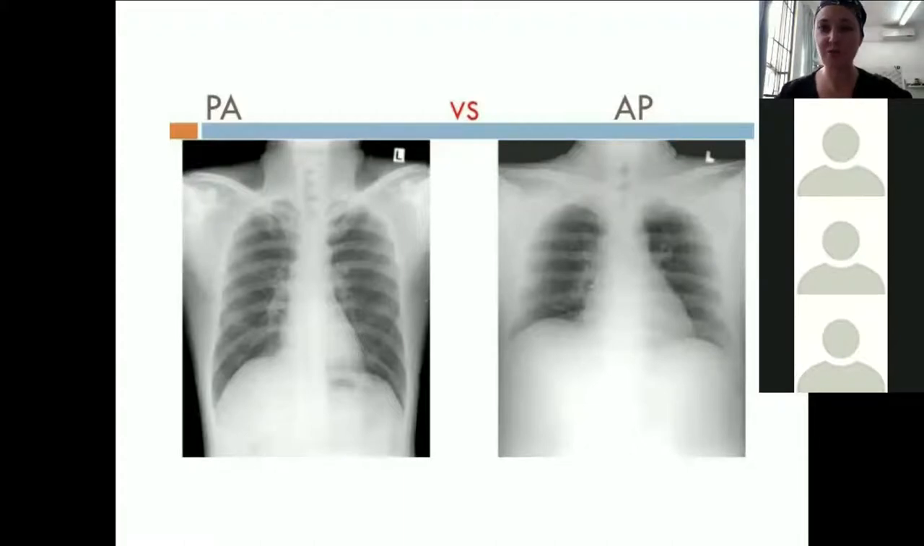And you're 100% right, the lung fields are definitely better visualized in the PA view. If you have a look at the difference between the two x-rays, in the PA view you're able to see what's going on in those lung fields a whole lot better than on the AP view. So that's really important and really useful.